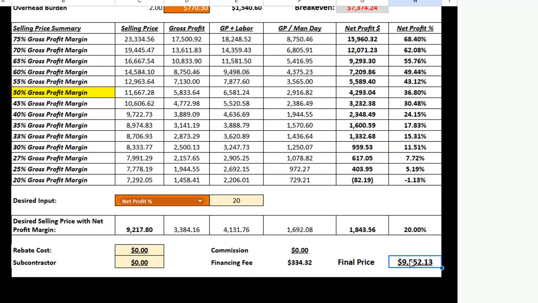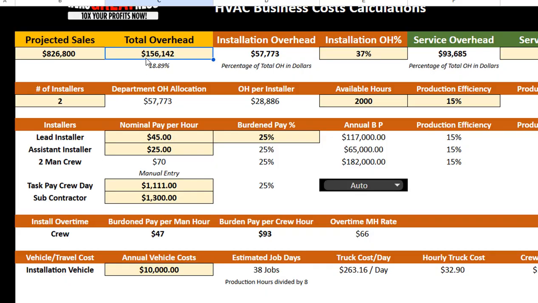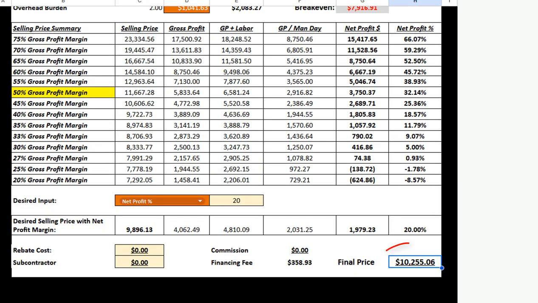Now, see here, right now it's $9,500, and $9,552. All right, here we go. 211,142. It was 9,550. Well, guess what it is now? If I'm going to make 20%, I have to raise my price up to $10,255 to help account for carrying that helper, even if he is billable on this job. He's not billable the rest of the week.